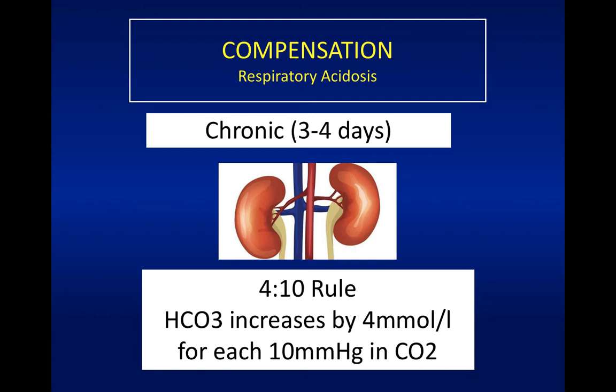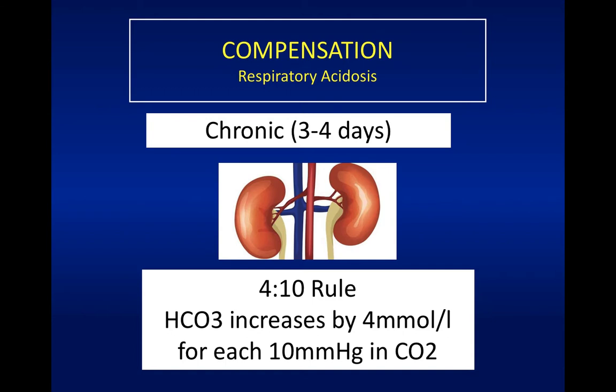So when you give someone a shot of morphine and their CO2 goes up over the next half an hour, the kidneys don't have time to change the bicarbonate level. So that's why you shouldn't see any acute changes in the bicarbonate from the kidney. But if you've had 3 or 4 days or 3 or 4 years, then you have to apply this rule, which is 4 to 10.